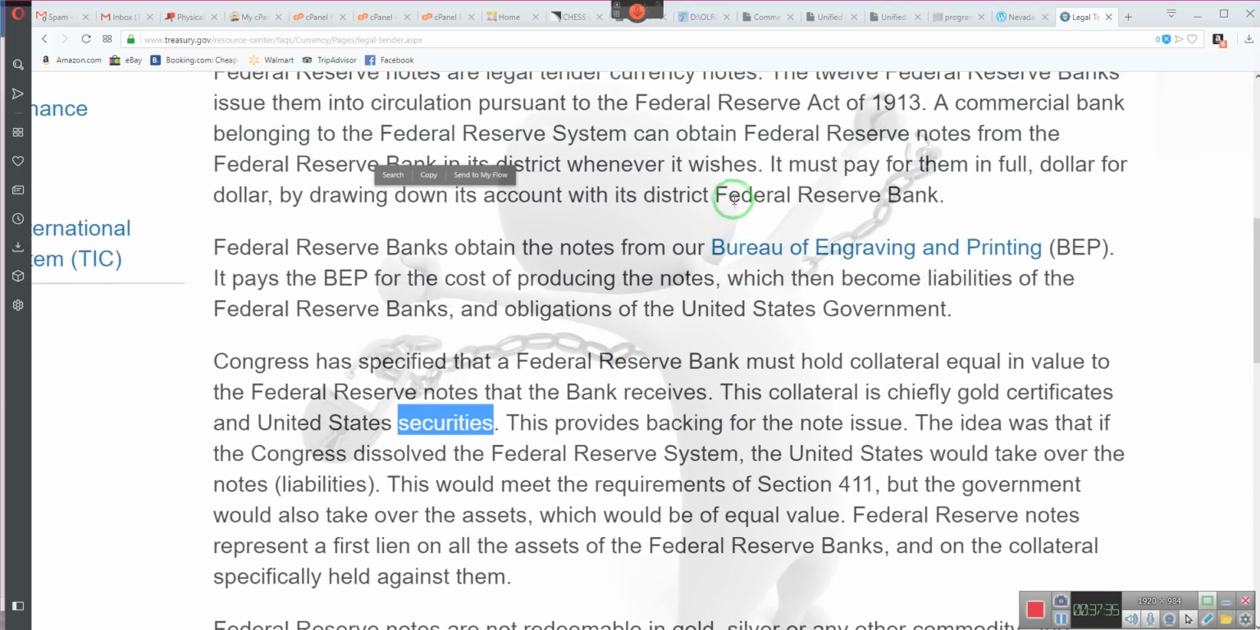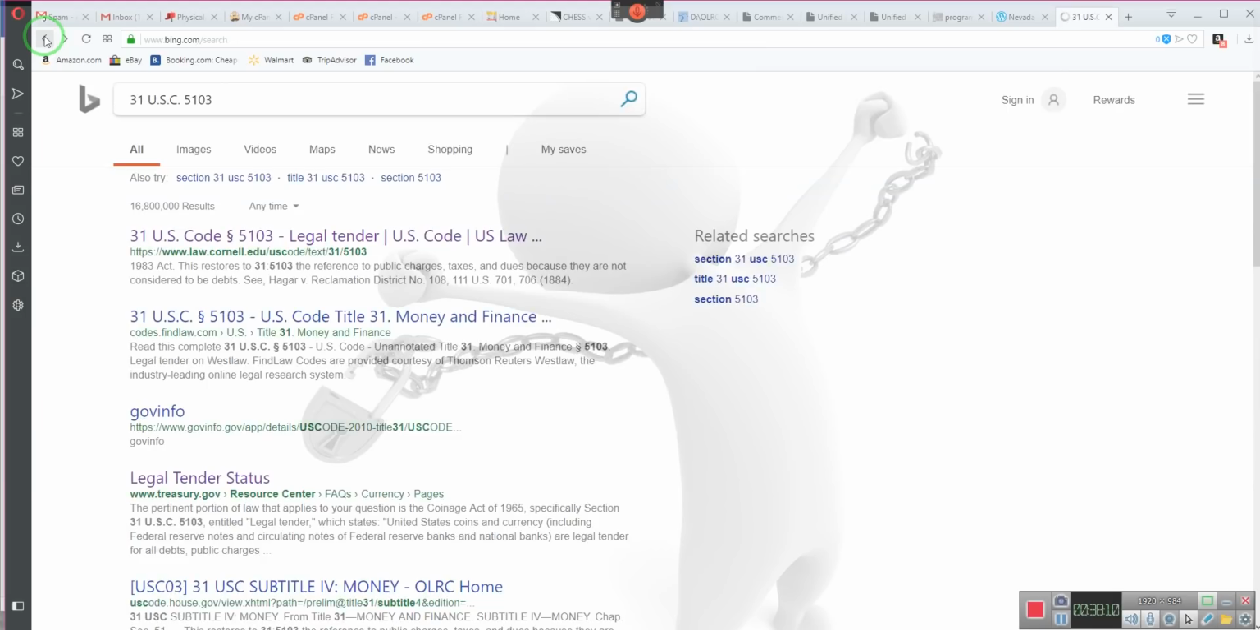Okay? But look at our government obligations. They fall under the exact same thing, but this is where we tell you the Federal Reserve banks obtain the notes from the Bureau of Engraving and Printing. They don't print the notes. The Federal Reserve doesn't print the notes, but they issue the notes at their discretion. The Bureau of Engraving and Printing says the Federal Reserve pays them for the cost of producing the notes, which then become liabilities of the Federal Reserve banks and the obligations of the United States government. Okay? That's the deal they worked out with each other. So a lot of people have been saying things backwards. Don't know why.